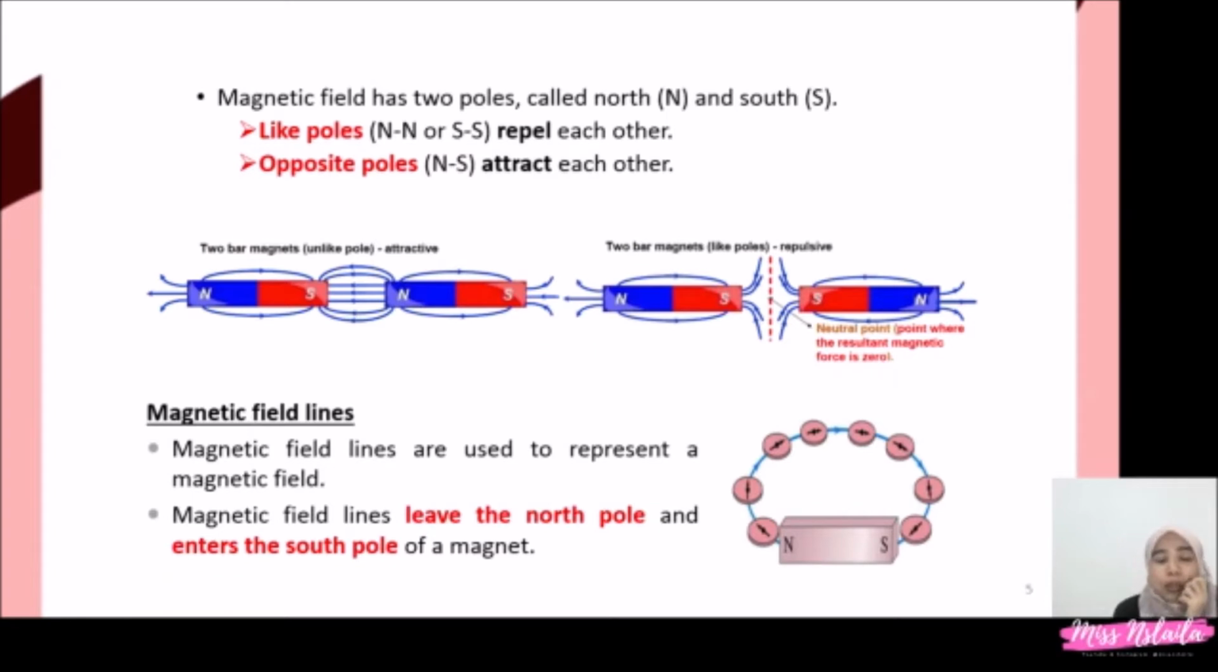Okay, so you can also sketch. The magnetic field lines will come from the north pole and then go into the south pole. When they are repelled, there will be a neutral point right here, neutral lines, where the magnetic force is zero between these two poles. So make sure you know the direction of magnetic field lines when there are two poles.